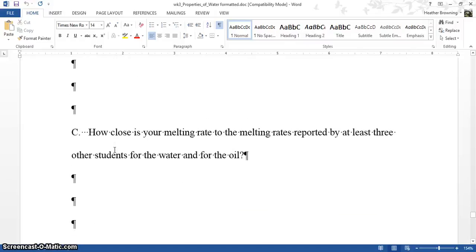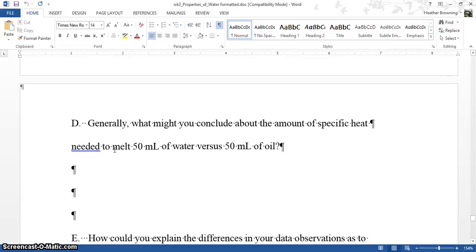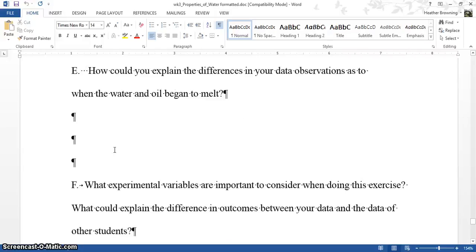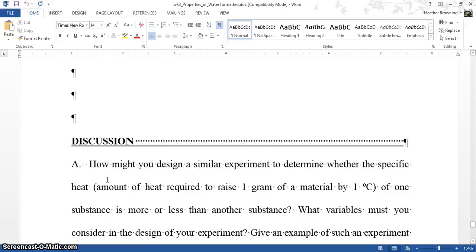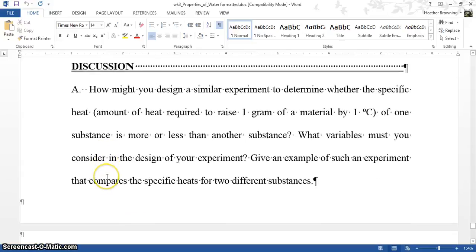We're going to plot everything. We did that. What our melting rates are. What would you conclude? What experimental variables are important to consider when doing this exercise? How might you design a similar experiment with specific heat? Come up with some options. I want to see if the thing gave me any good options to mention.